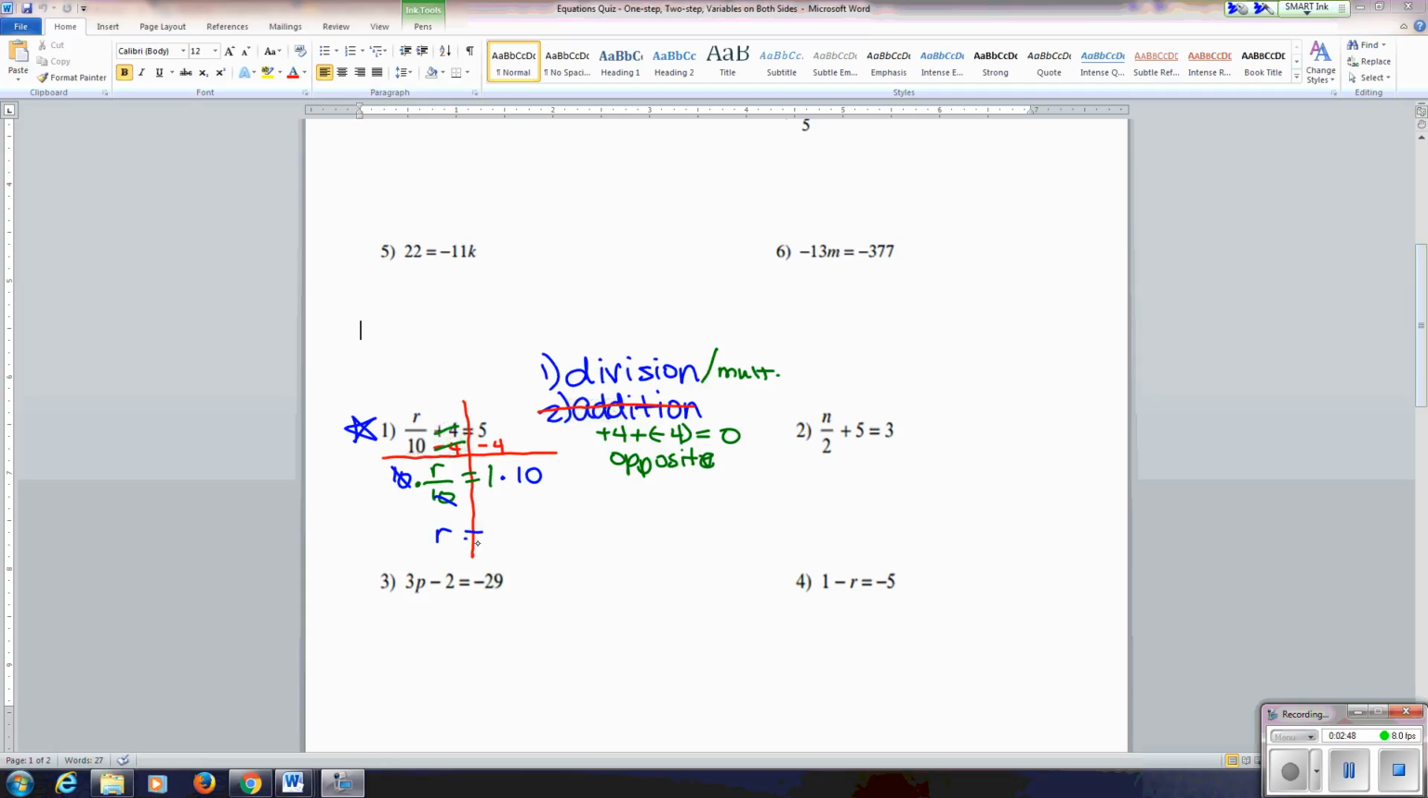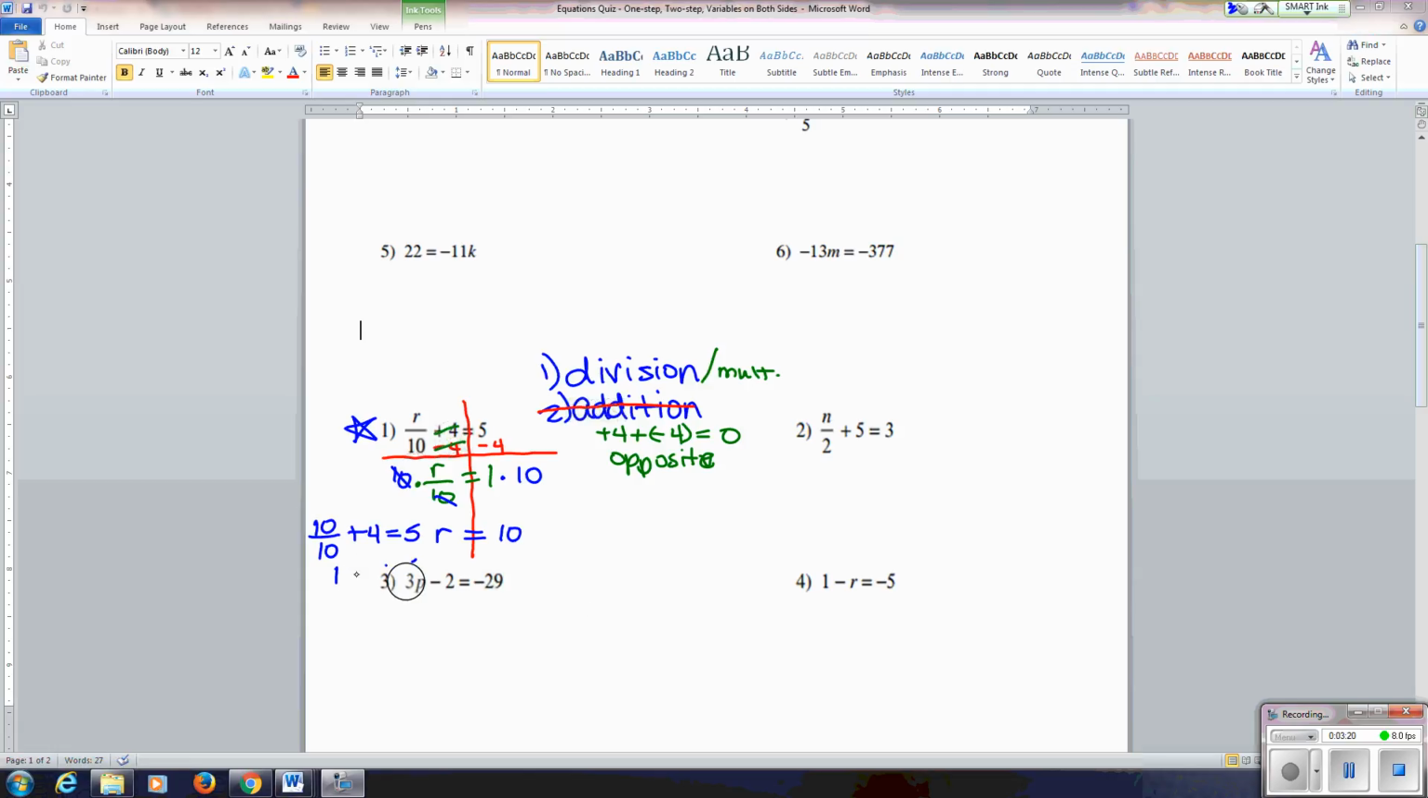Okay, so R equals 10. And you guys, when you get an answer, check it. So put in the 10 right here and go 10 divided by 10 plus 4 equals 5, and check it. 10 divided by 10, well, anything divided by itself is 1. So 1 plus 4 equals 5. So that's just a review of two-step equations. You have to ask yourself what's going on. So let's practice on this one.